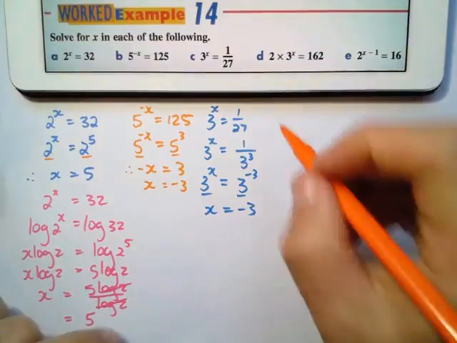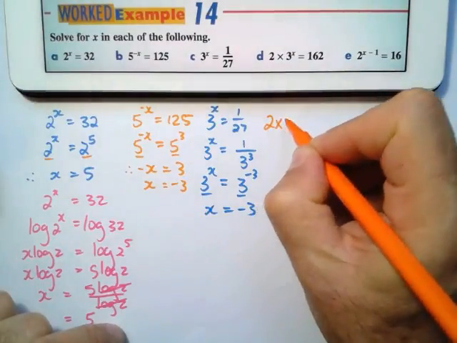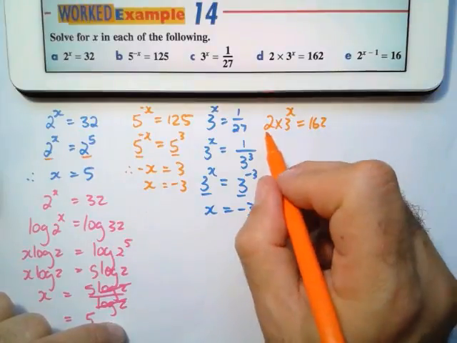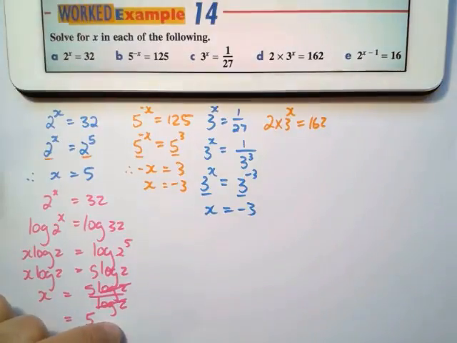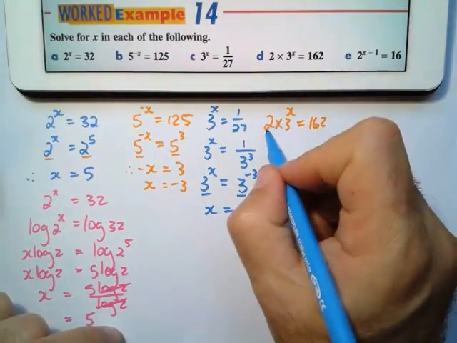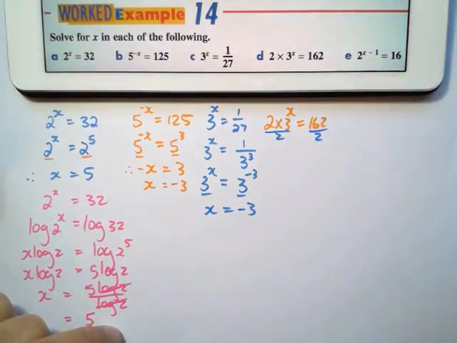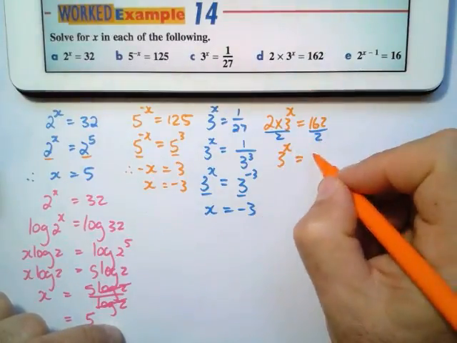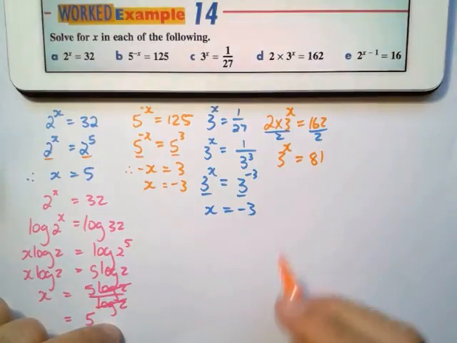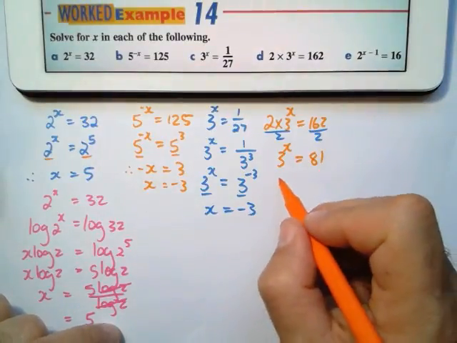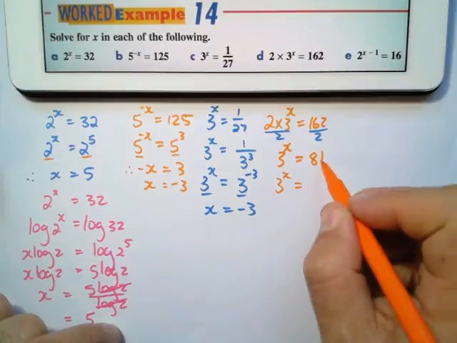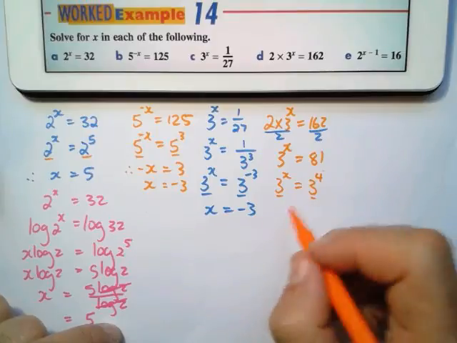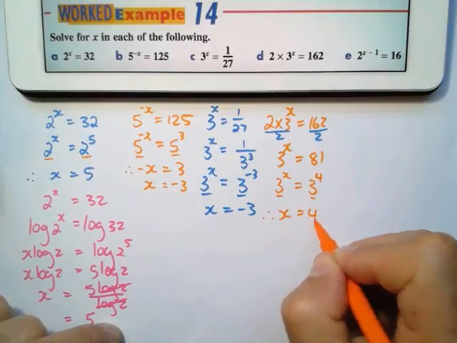Indeed, it's important that I only have one factor on both sides. So I'm first going to divide by 2 on both sides. That will give me 3 to the power x equals 81. See if I can get the bases the same. 3 to the power x equals 81, and 81 is 3 to the power 4. Bases are the same, therefore x equals 4.